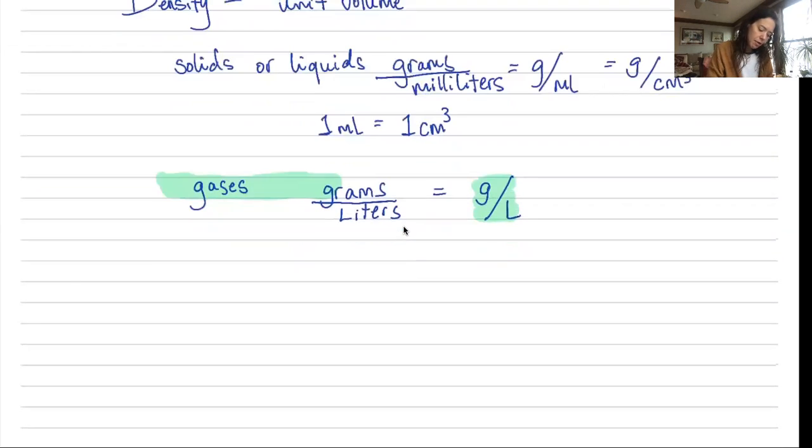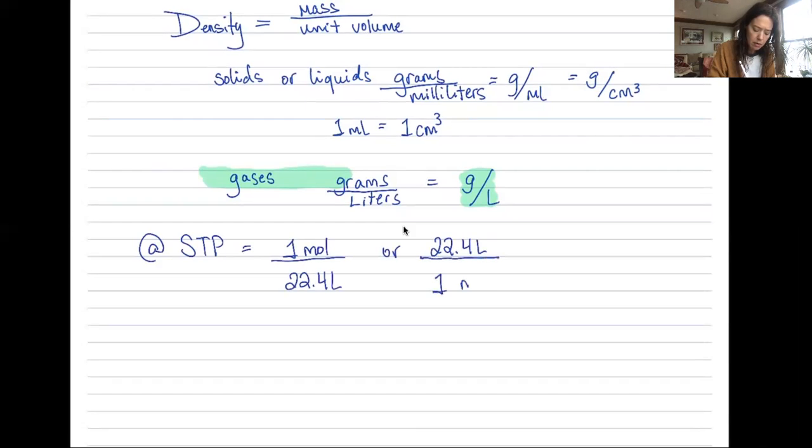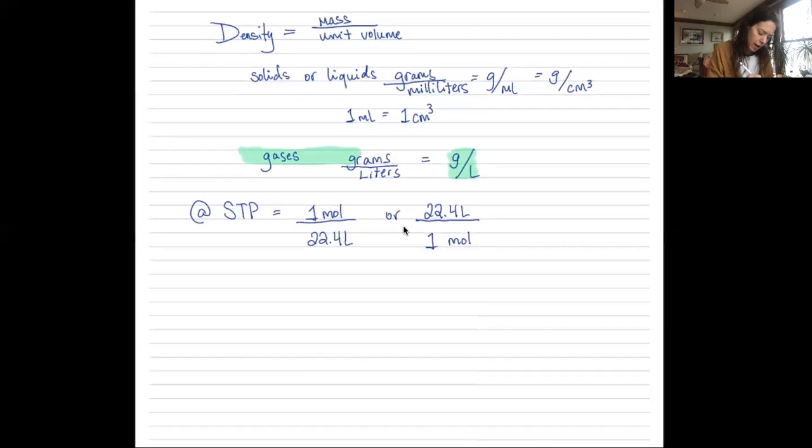Now, remember that at STP, we know that 1 mole is equal to 22.4 liters, or 22.4 liters is equal to 1 mole. So let's start looking at how this could come at us.